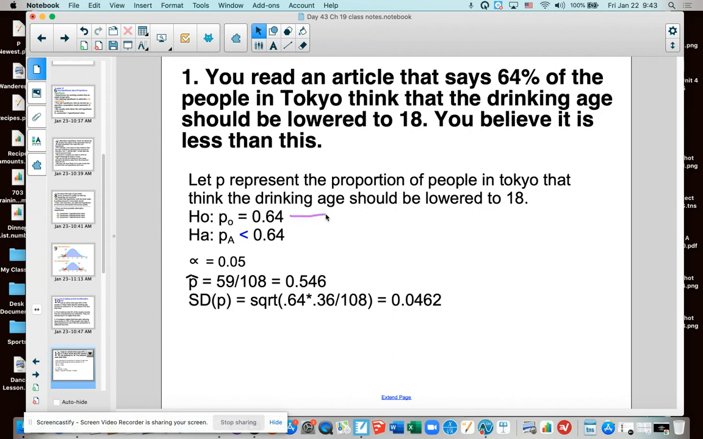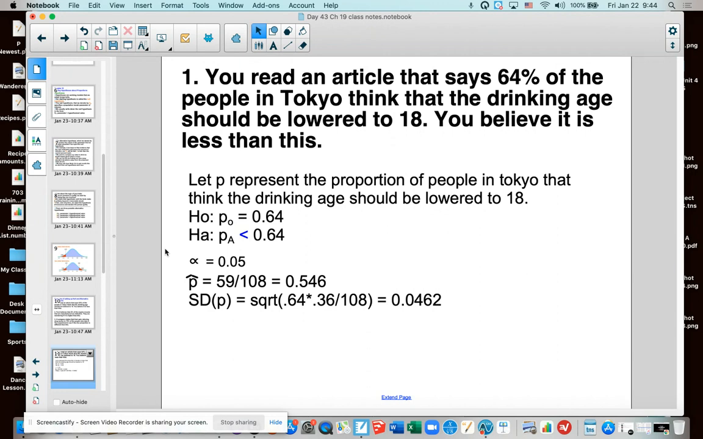And keep in mind, we're going to assume this is true to begin with, okay? The alternative, what you think, is that the proportion is less than 0.64. That's what you think. Now we have to set this alpha. This alpha is your significance level. And it talks about it in the notes later on here. But that needs to be set ahead of time. You're not supposed to set it later on when you get your result. You're supposed to do it ahead of time.